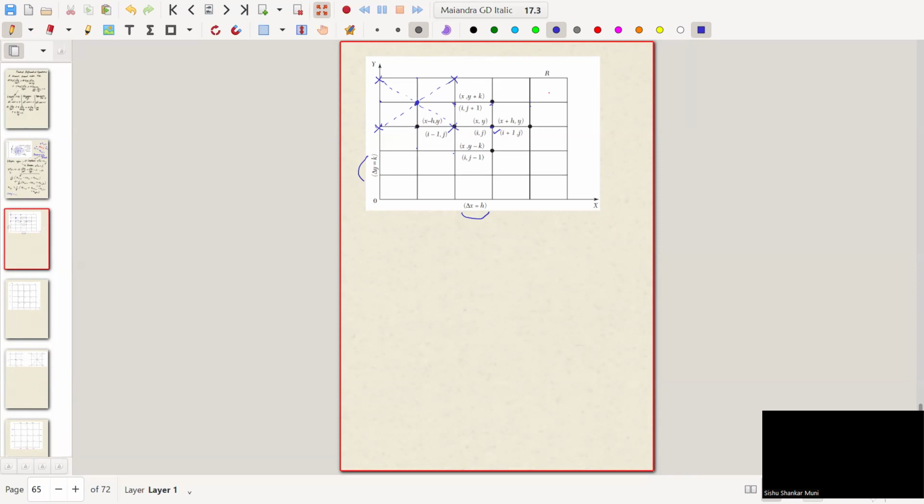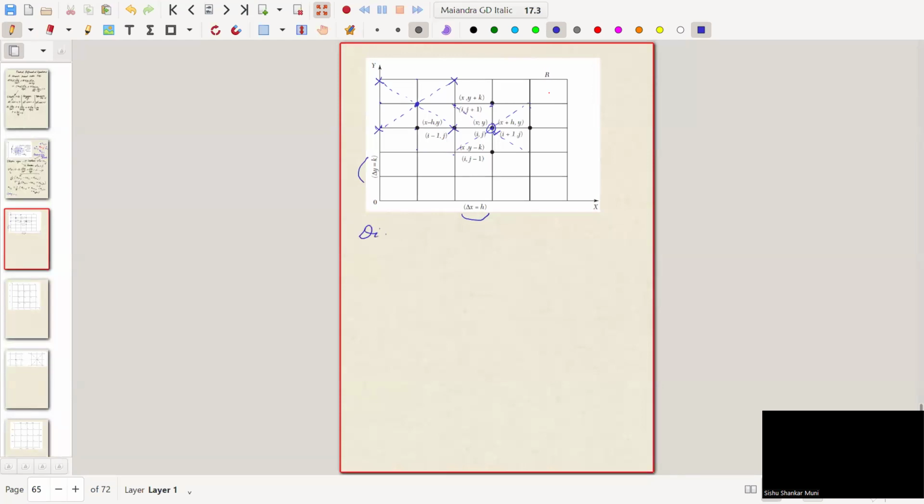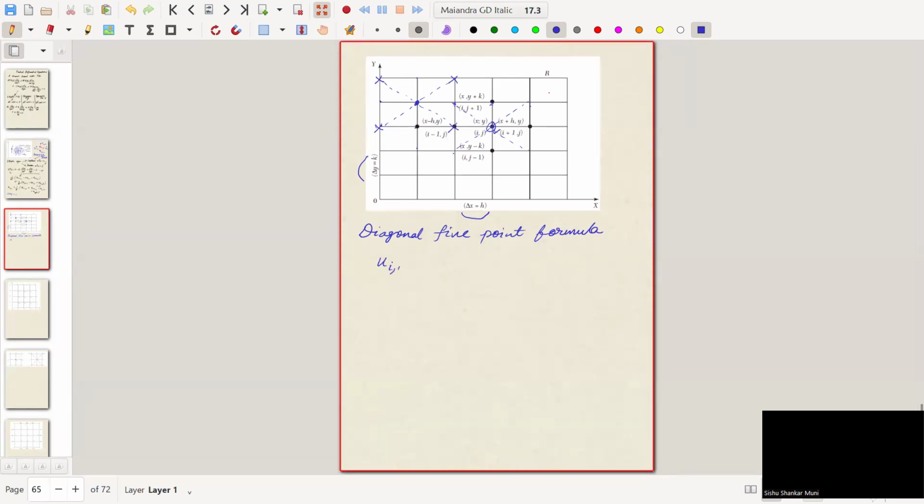For the diagonal formula, can you think how it works? Think about this point u_ij and start applying the diagonal formula, how it looks. Obviously, you will take these points, right? So how will I write? This is known as the diagonal 5-point formula. How can you write u_ij? Again, it will be the mean of all your diagonal points.